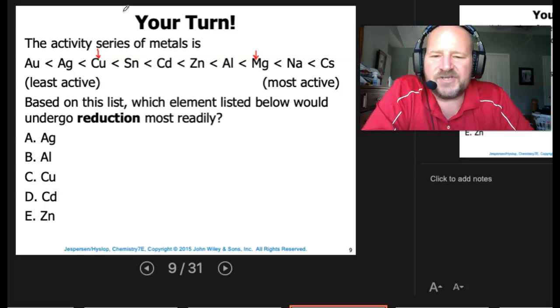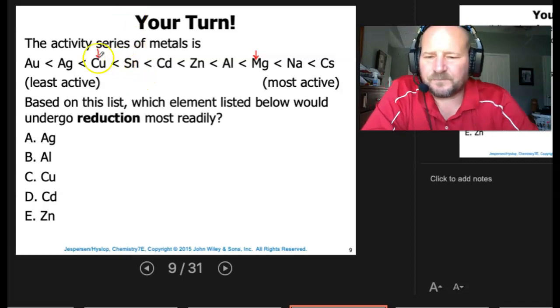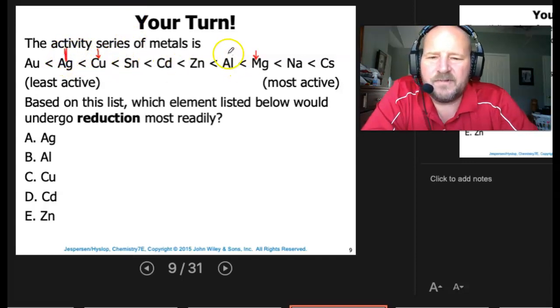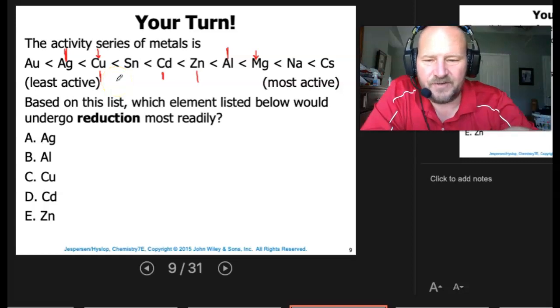Now, based on this list, which element listed below would undergo reduction most readily? Now, remember, we want to go from the ion to the metal. Okay, we're going to go from the ion to the metal. So we have silver here. Then we have aluminum up here, then copper, then cadmium, and then zinc. Well, right away, if we're looking for the one that's going to most easily and readily undergo reduction, we know it's got to be one of the extremes, right? So we know it's either going to be silver or aluminum, just because we're good test takers.